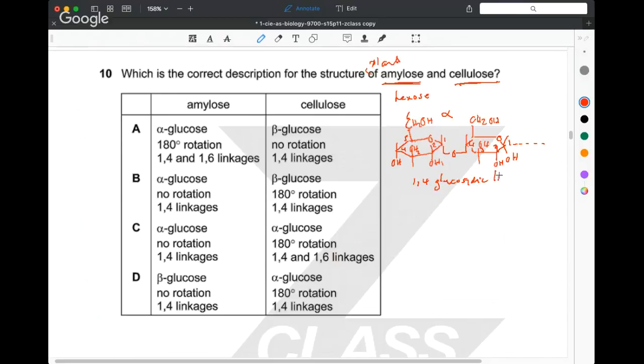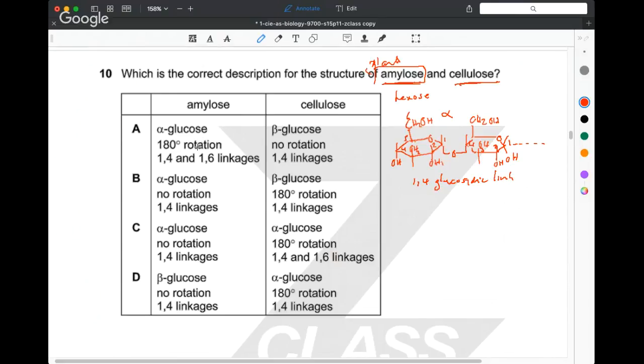glycosidic link. And all these glucose monomers are all lined up, yes? So you could say there's no rotation between each monomer in the chain. So that's amylose. Now, if we want to look down here, let's see, amylose, alpha glucose, yes, alpha glucose.